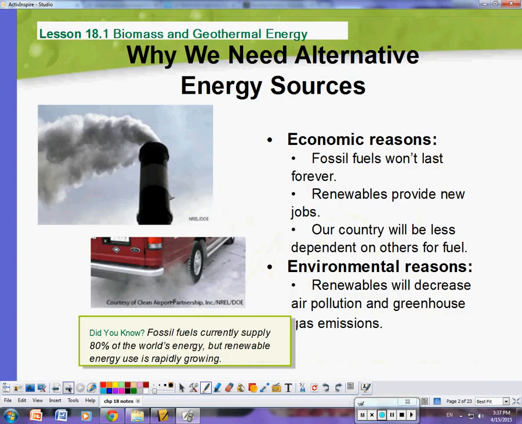So, why do we need alternative energy sources? We looked at how efficient nuclear even is, 1/4 compared to a ton of coal. Well, one of the biggest things is that renewable will actually decrease our air pollution and the greenhouse gas emissions, as well as providing new jobs. Two very important things.